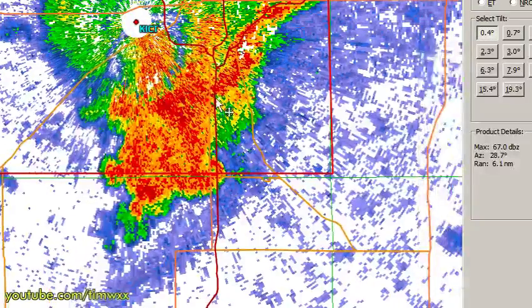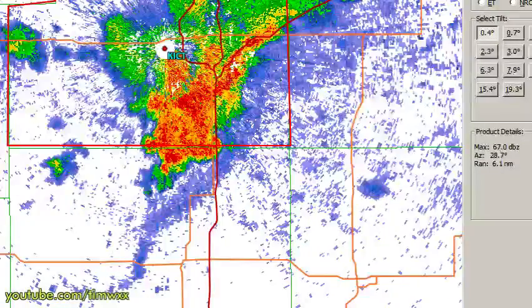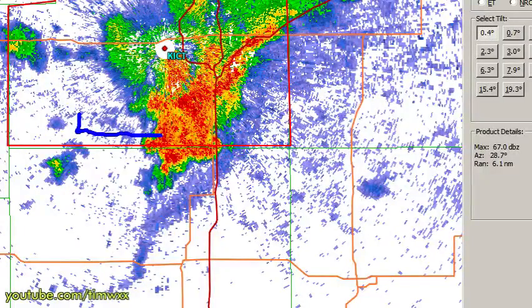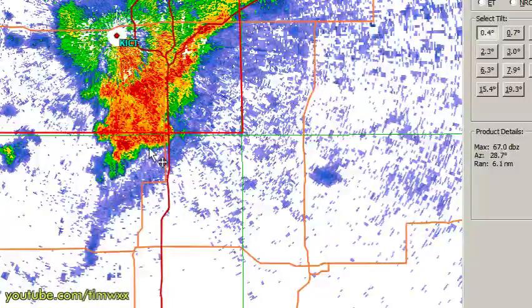I pulled up Wichita here, and we're looking at Sedgwick County right here. This is Wichita. And we've got ourselves a little storm there pretty close to the radar. This is going to be about 20 miles, so we're zoomed in pretty close. So what kind of severe weather features are we seeing?